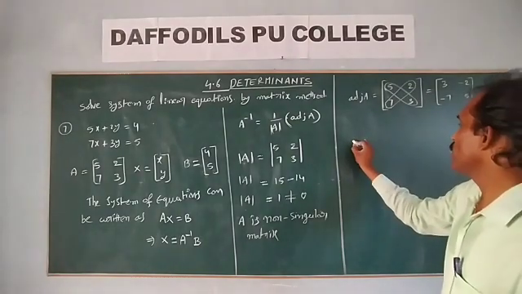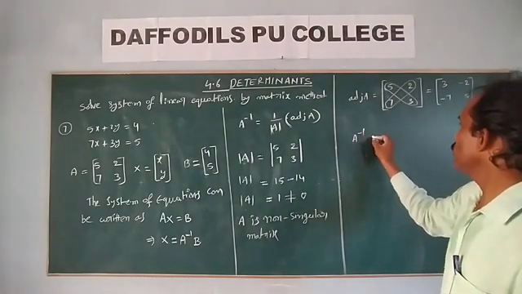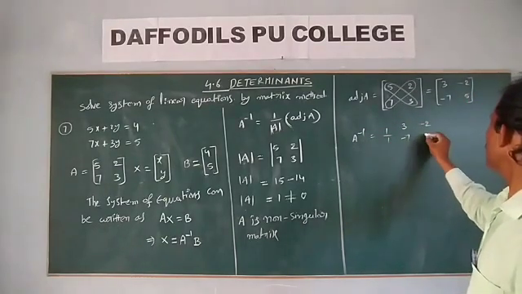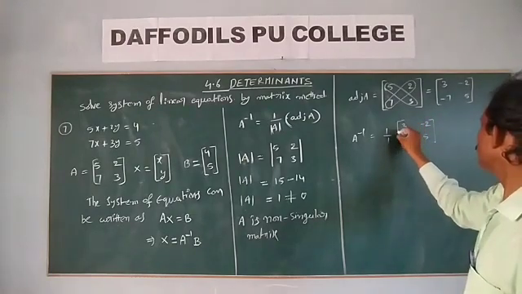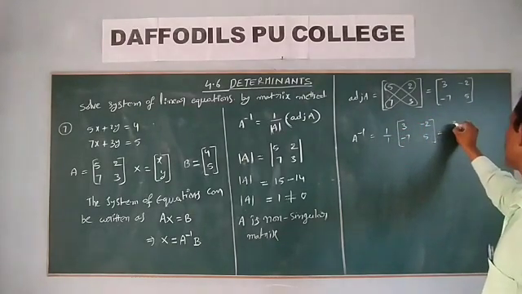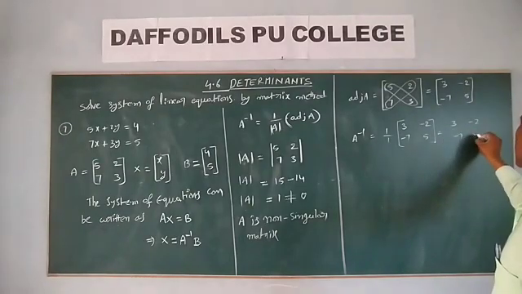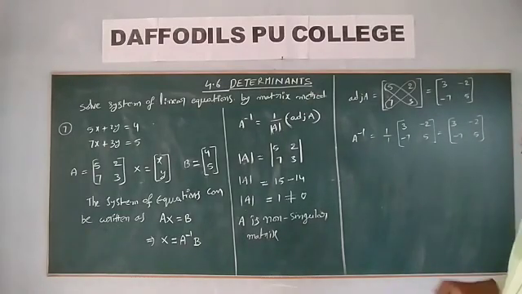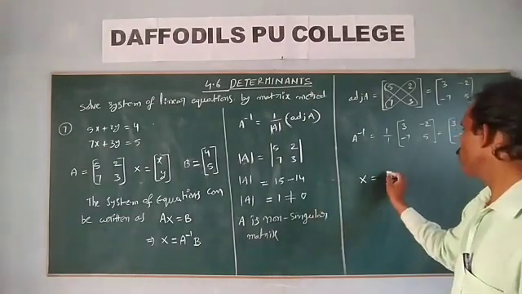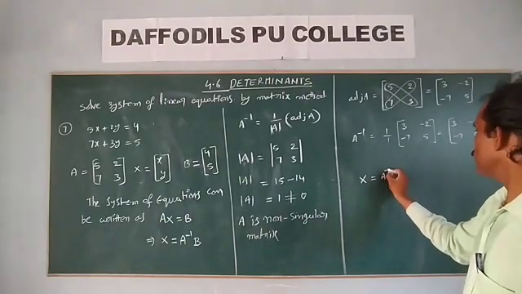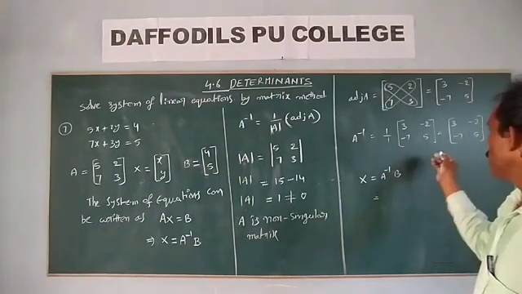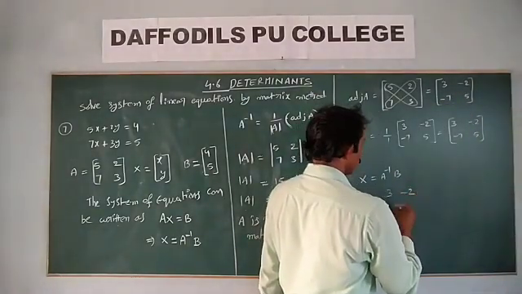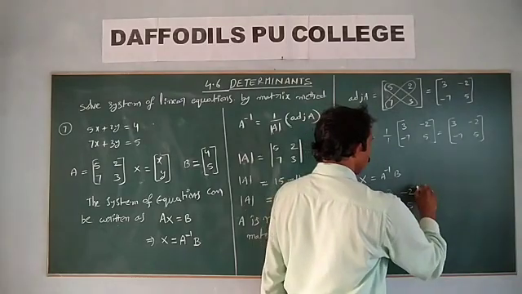Adjoint A, right. Next, A inverse is equal to 1 by 1 times 3, minus 2, minus 7, 5. Clearly this is 3, minus 2, minus 7, 5, since 1 into any matrix is the same. Next, the solution matrix. X is equal to A inverse into B. X is equal to A inverse into B, where A inverse is 3, minus 2, minus 7, 5.